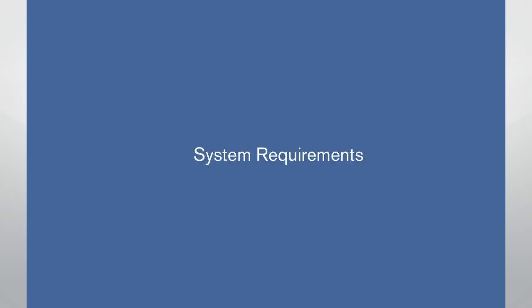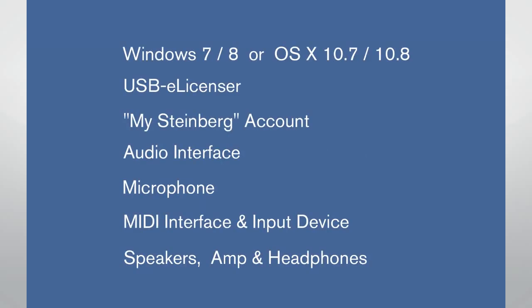Let's start with the basic equipment that you need to use Cubase 7. Please also refer to the minimum system requirements for Cubase, which you can find printed on the box. At a minimum, you'll need a PC running Windows 7 or Windows 8, or a Mac running OS 10.7 or 10.8, a USB-E licenser, and you'll also need a My Steinberg account, which you create during the registration process. An audio interface and microphone, a MIDI interface and a MIDI input device, speakers, an amplifier, and headphones.